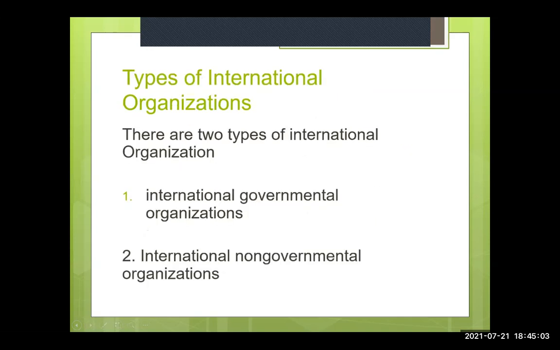All right, so move on to the types of international organizations. We have two types here: the international governmental organizations and international non-governmental organizations. IGOs and NGOs, or INGOs. Those are the abbreviations for the two respectively.